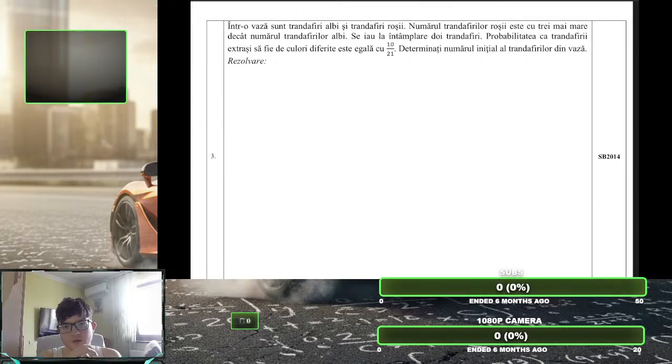We can interpret that. So the main condition here is that the number of red flowers is 3 times larger than the number of white flowers.